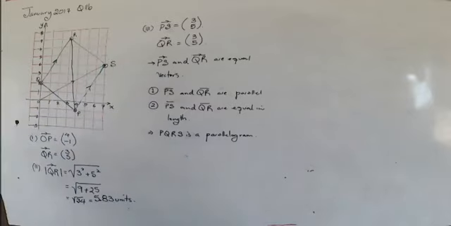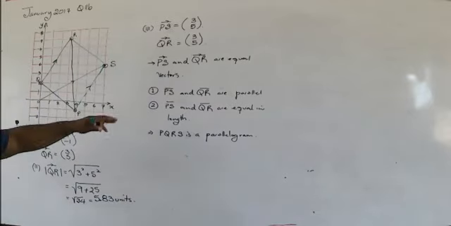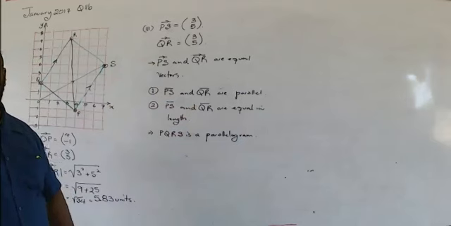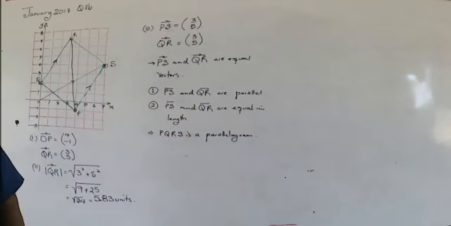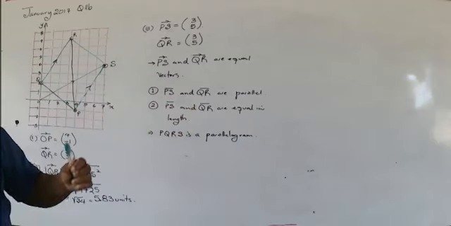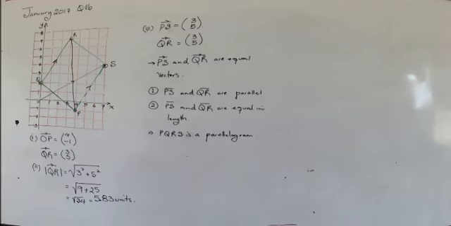Remember to tell me why. By saying that these two lines are parallel and they have the same length, why does that conclude that the shape is a parallelogram? Why can I conclude based on that the shape is a parallelogram?